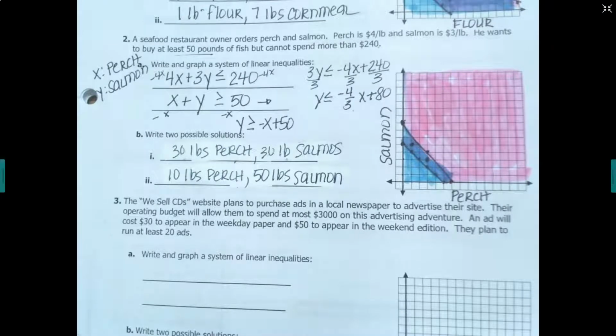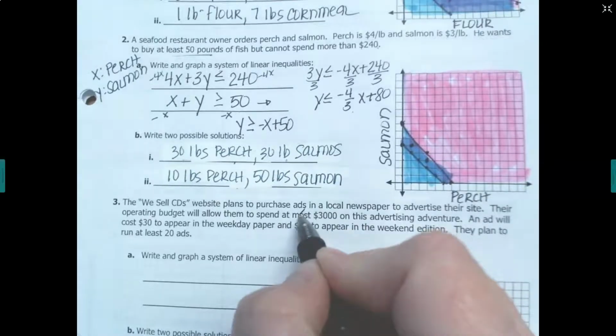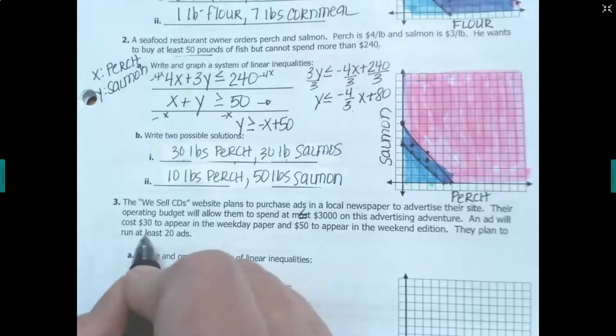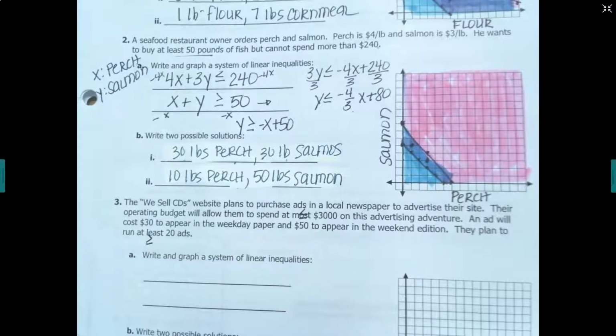The We Sell CDs website plans to purchase ads in a local newspaper to advertise their site. Their operating budget will allow them to spend at most $3,000. So at most means less than or equal to on this advertising adventure. An ad will cost $30 to appear on the weekday paper and $50 to appear on the weekend edition. They plan to run at least 20 ads. At least is greater than or equal to.